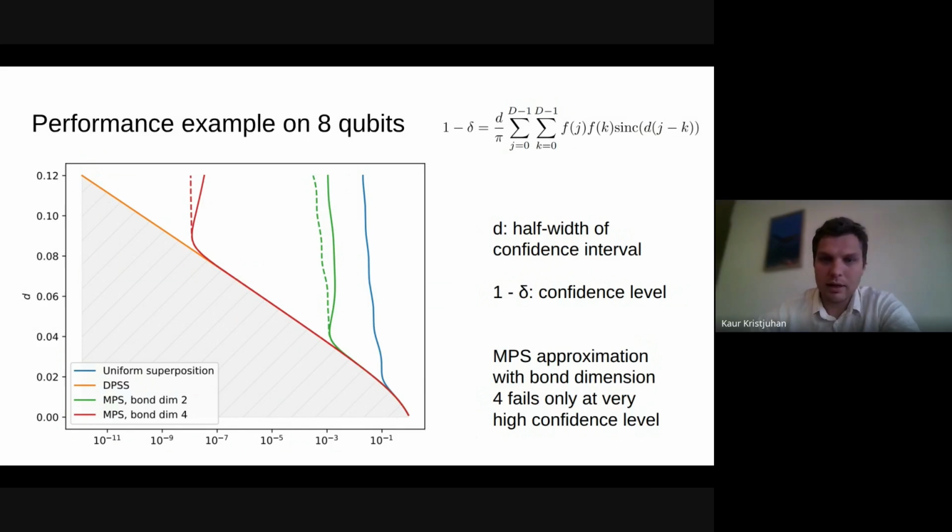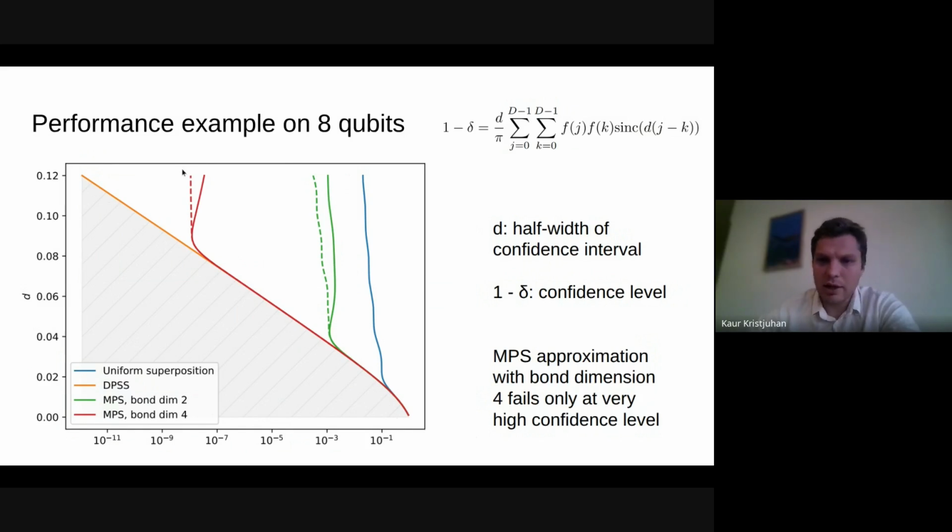But in any chemistry application, having a confidence level beyond 1 minus 10 to the minus 7 is just not adding value anymore. So this is further evidence that bond dimension 4 is a good choice, because it goes beyond what we really need, and it is kind of the cheapest option for doing that.